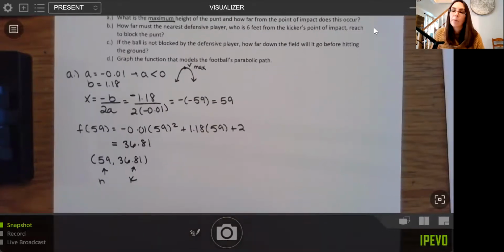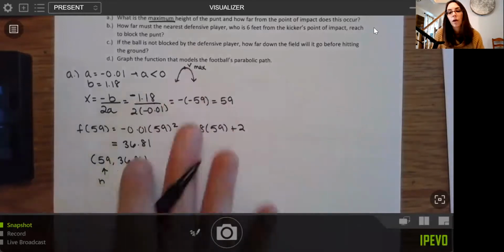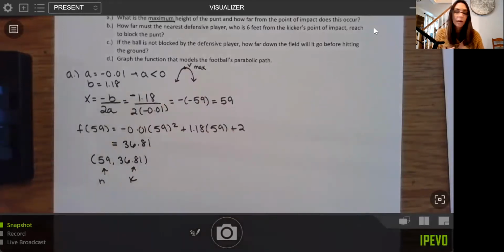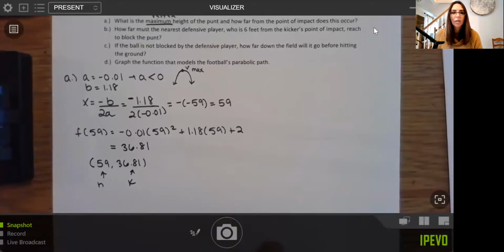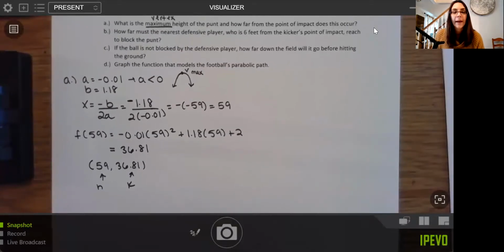And this is a good time to maybe pause the video, try out the calculator work at home, just to make sure you know how to use your calculator and see if you're getting these same answers. So let's actually answer the question here though. It says, what is the maximum height of the punt and how far from the point of impact does it occur?